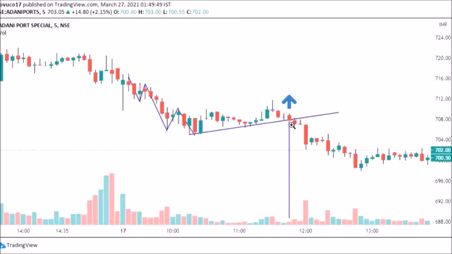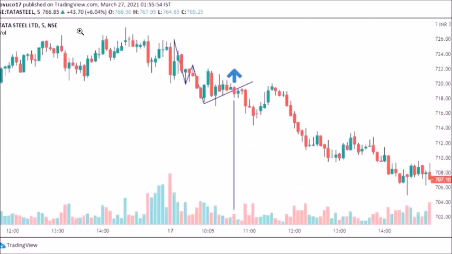So your entry will be just below this candle. Stop loss will be above the high of this candle. Target will be 1:2 RR or previous swing low. Here again you see Tata Steel, high, low. I have taken all of these from very recent charts.